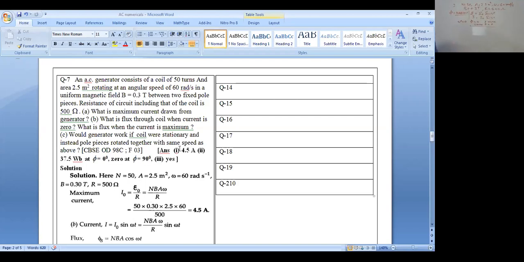So what is the maximum value? The maximum value E naught can be written as NAB omega, so E equals NAB omega sin omega t, and current is NAB omega divided by resistance times sin omega t. So this is the maximum current expression, this is the maximum voltage expression. The value of E naught is NAB omega, and the value of current here is NAB omega upon R, where R is the resistance of the coil.